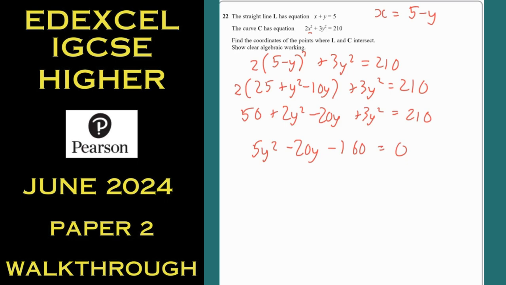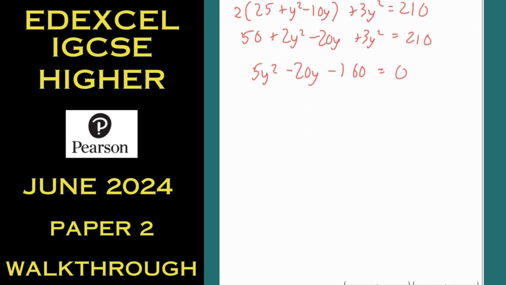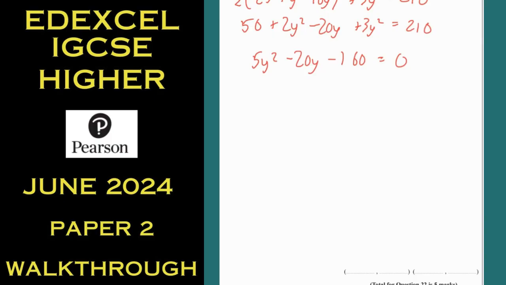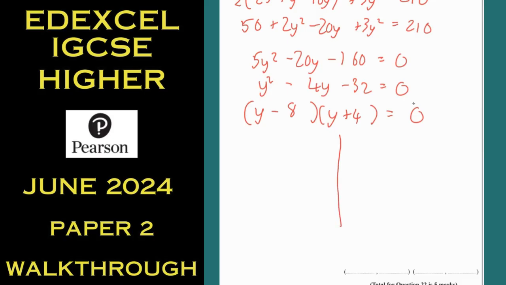You could quite easily go for the quadratic formula here, but they do all divide by 5, and it does become a nice straightforward factorising. y squared minus 4y minus 32. So two numbers which multiply together to make negative 32, add together to make negative 4. You've probably seen these exact numbers if you've done enough of these questions, that it's going to be negative 8 and positive 4. I'm a big fan of splitting my page in two.